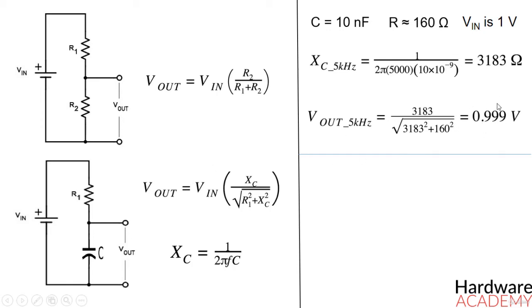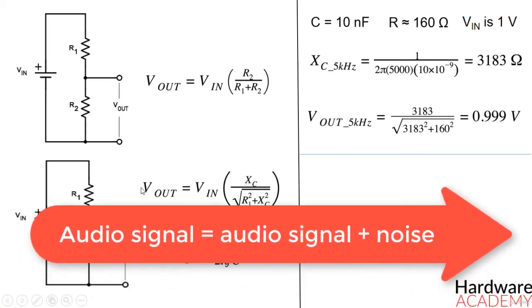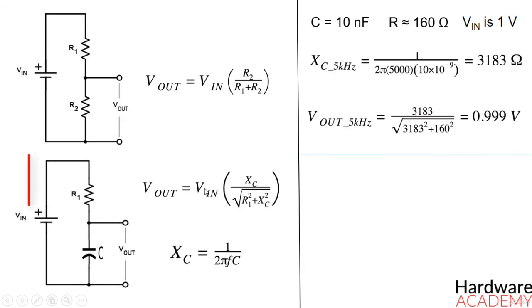The amplitude of this sine wave is essentially unchanged. And that's good, since our intention was to preserve the sine wave while suppressing the noise. When I say sine wave, I mean the audio signal which is present at 5 kHz, right? This 1 volt here is not the voltage of this battery, don't confuse yourself. It's the amplitude of the audio signal. This circuit is here just to help you to understand where this equation came from.